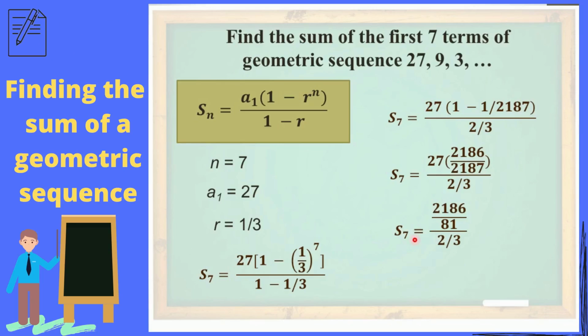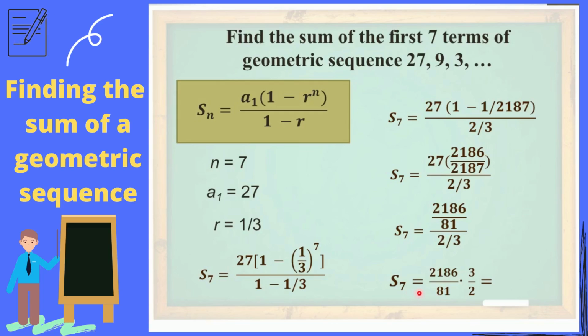So S sub 7 is equal to 2,186 over 81 all over 2/3. So how did we get 2,186 over 81? So that is by simplifying 27 times 2,186 over 2,187. 2,187 divided by 27 is 81.